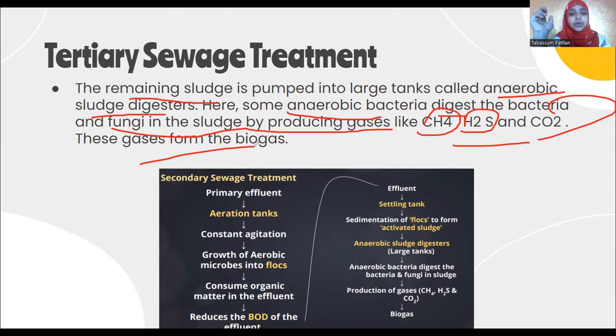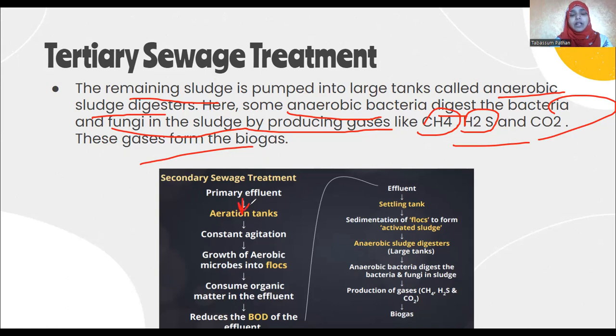The effluent released from the plant is then chlorinated and released into natural water bodies like rivers and streams. Why chlorination? Because chlorination will kill the remaining pathogenic bacteria, and it is comparatively safe for this wastewater to be released into any water body. So this is what happens in the secondary and then tertiary treatment.